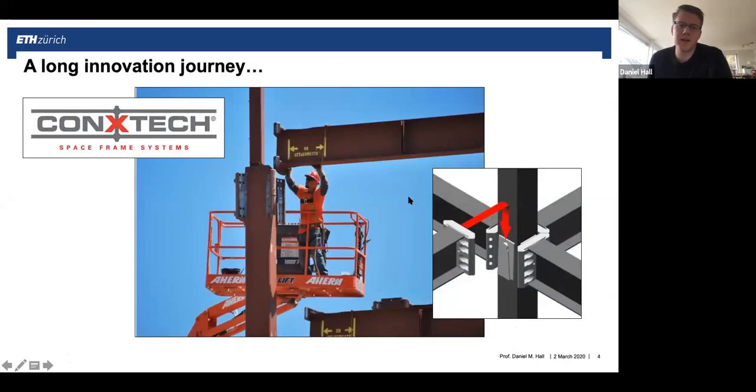Let me give an example here. This is an innovation journey for a company called Connextech. As you can see here, this is a new type of structural framing system, or structural steel, for those of you that are structural engineers. It's a company I started watching about 6 or 7 years ago in Silicon Valley, and they had come up with a new proprietary system.